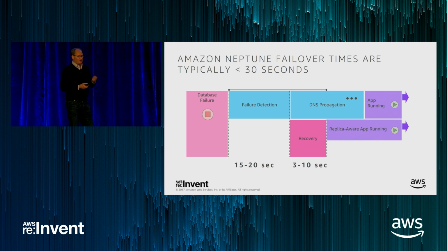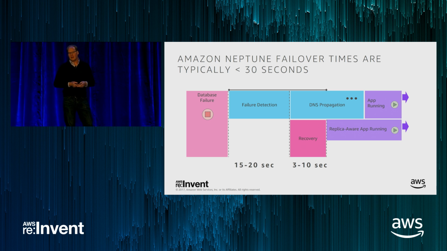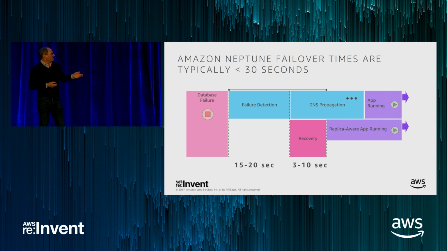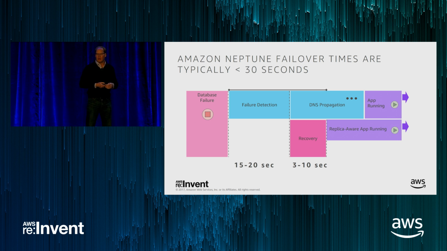Let's take a little closer look at the failover times. Neptune is able to achieve failover times typically on the order of 30 seconds. So when a failure is detected, it basically takes 15 to 20 seconds for that detection to happen. After that, in parallel, DNS propagation is happening to switch the node over. And at the same time, a recovery process is kicked off to prepare a new head node. And in the case where you have a replica-aware app running, you can actually achieve faster failover times. You can actually bypass the DNS propagation, so you can often achieve less than 30-second failover times.